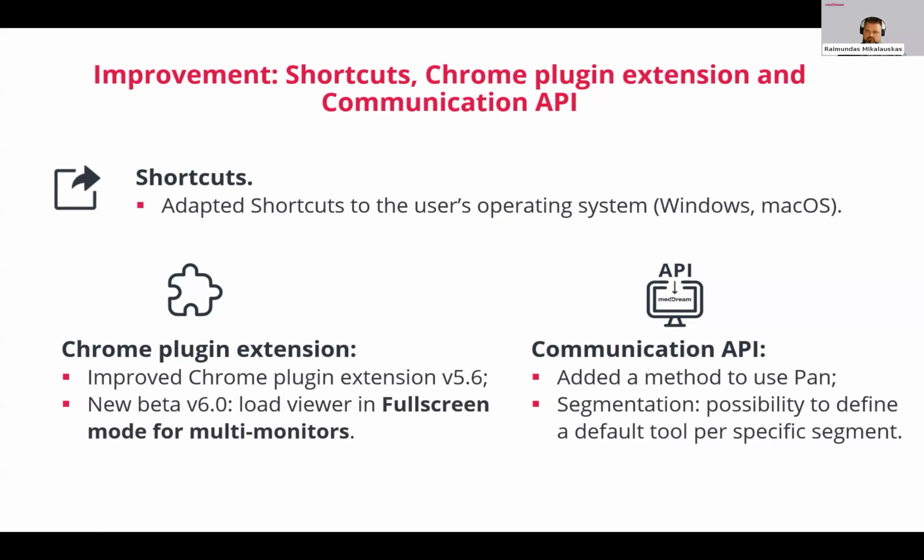Communication IP was improved. We added a method to pan. So for users who are loading a study with communication IP into the viewer, we can pan left to right, move a little bit or whatever we want to do. And of course, with segmentations, changes, set the color, set the name, and even predefine which default tool should be assigned to that segmentation.